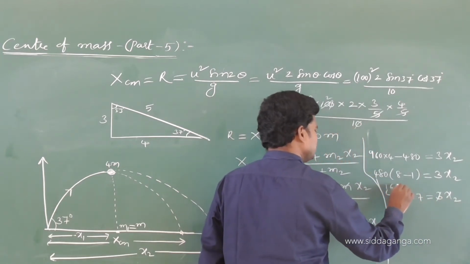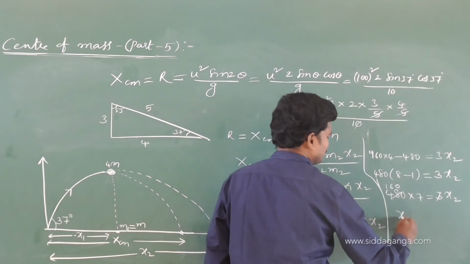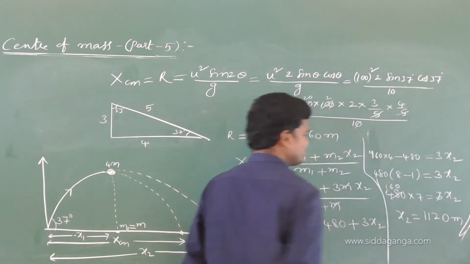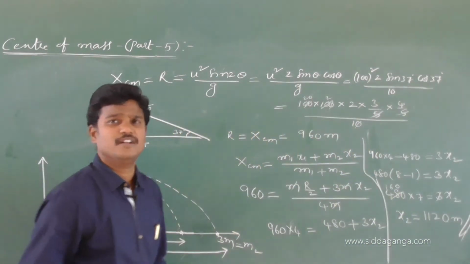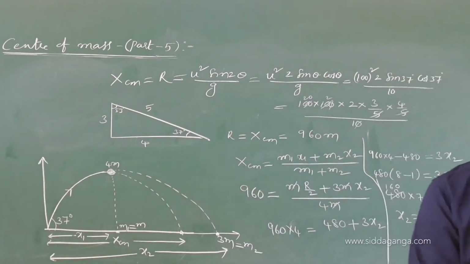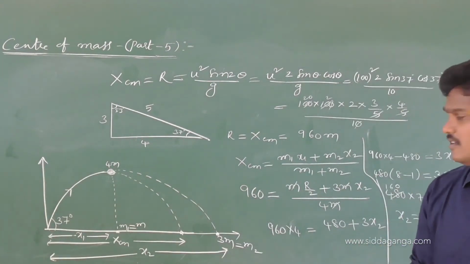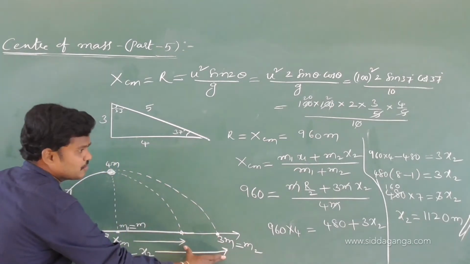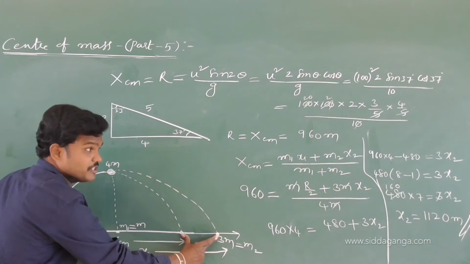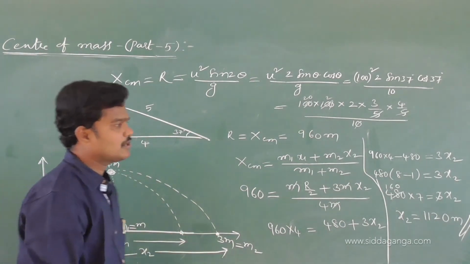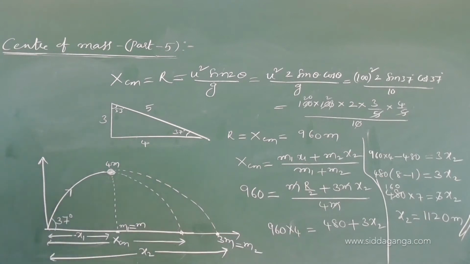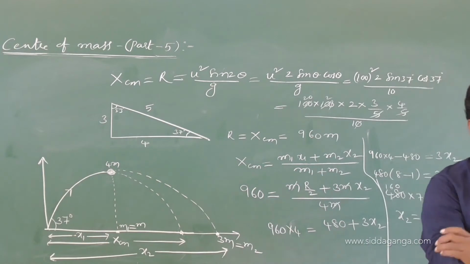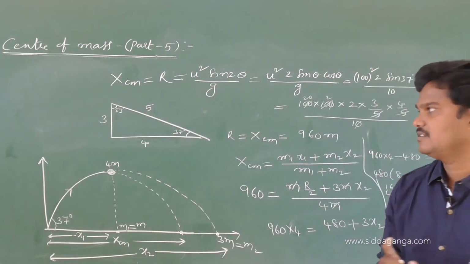3 1s are 3, 3 6s are 18, 0s are 0. 16 7s are 1120 meters. Check the calculations. So the second part will land at a distance of 1120 meters from the initial point. From this center of mass, 1120 minus 960 will give this value. So the second part will land at a distance of 1120 meters from the initial position. Okay.